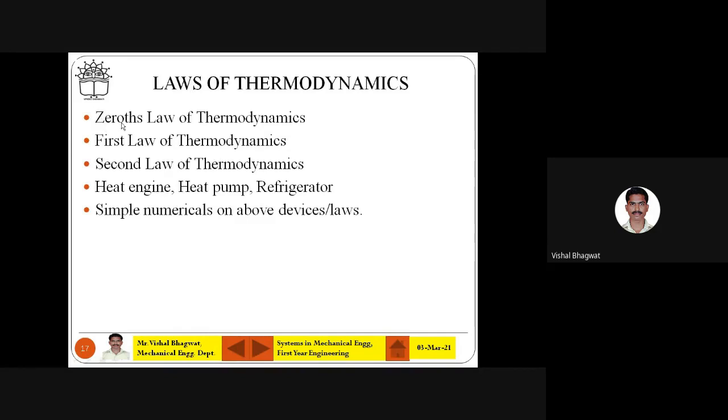We'll be looking at the Zeroth law of thermodynamics, the first law, the second law of thermodynamics, heat engine, then heat pump and refrigerator. These are quite good devices working on these laws, and some examples based on those devices or the laws. So this is about the laws of thermodynamics.